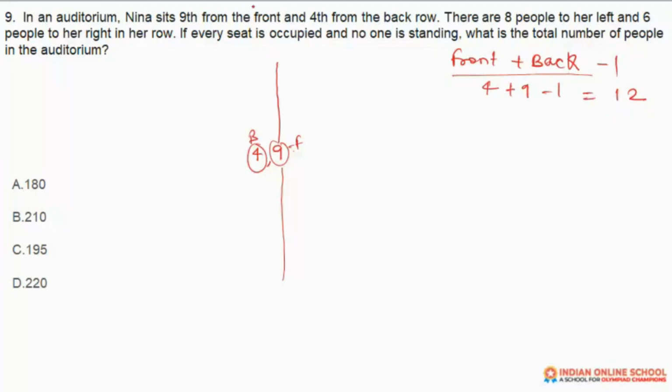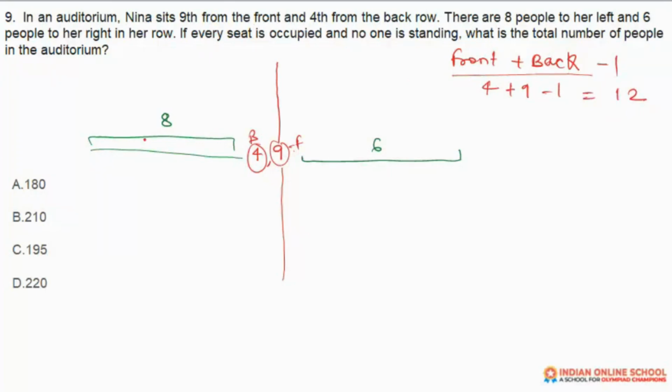And the second condition is also given to us in the question. There are 8 people on her left, which means 8 people are there on her left. And there are 6 people to her right, which means there are 6 people on her right. So if every seat is occupied and no one is standing, what is the total number of people?